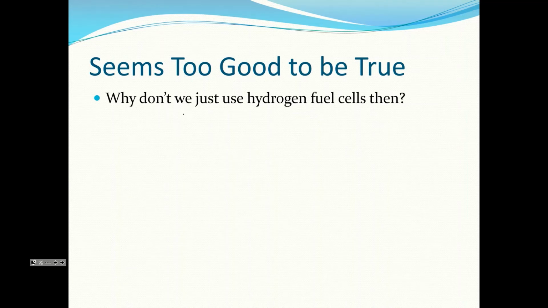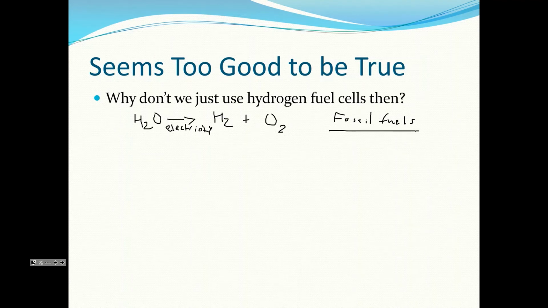Well, the main reason that we don't use hydrogen fuel cells is that to create the hydrogen and oxygen that we need, we need to break apart water. And this requires electricity. And where do we get our electricity from? Well, we get it from fossil fuels. So if you're using fossil fuels to break it down and then combining together and using that energy, well, you're not really saving any energy. You're still using fossil fuels.